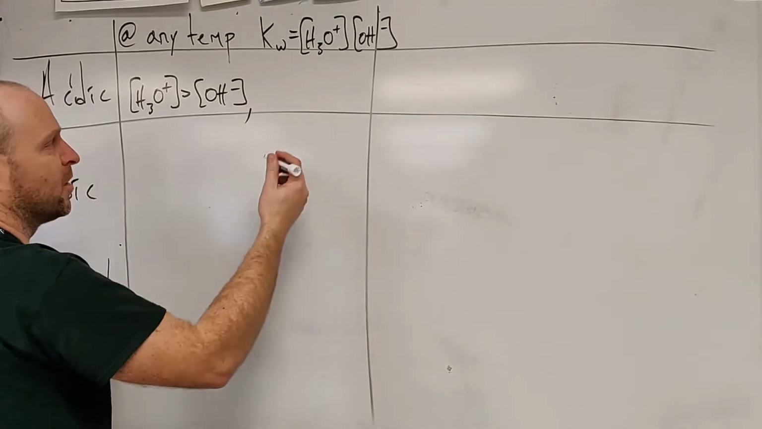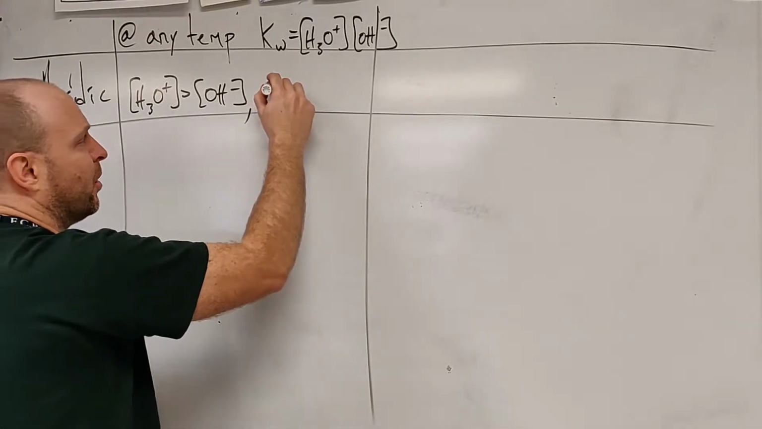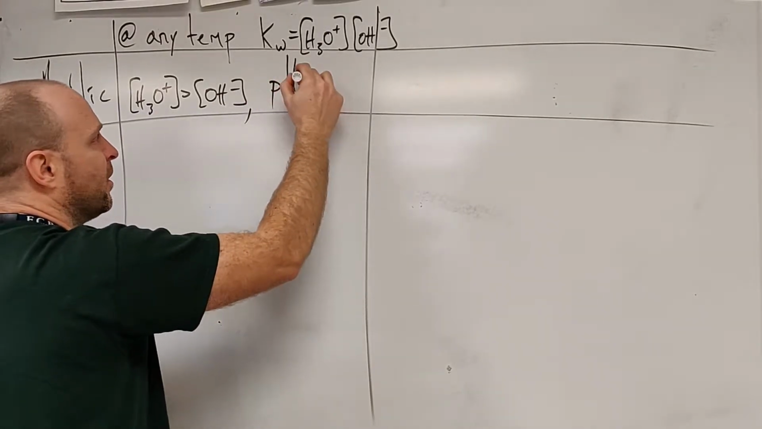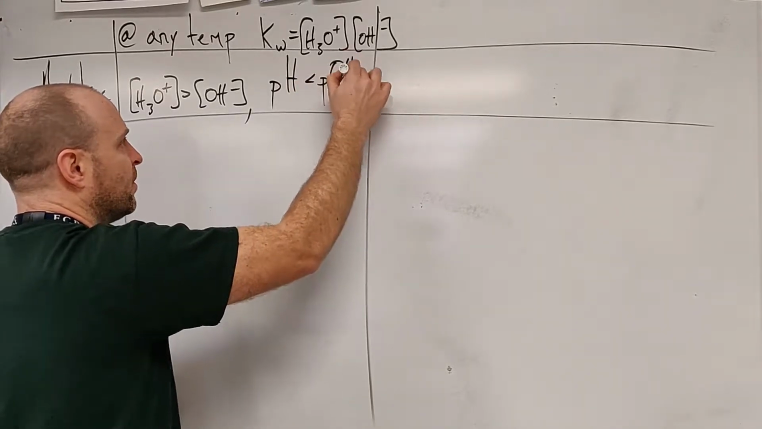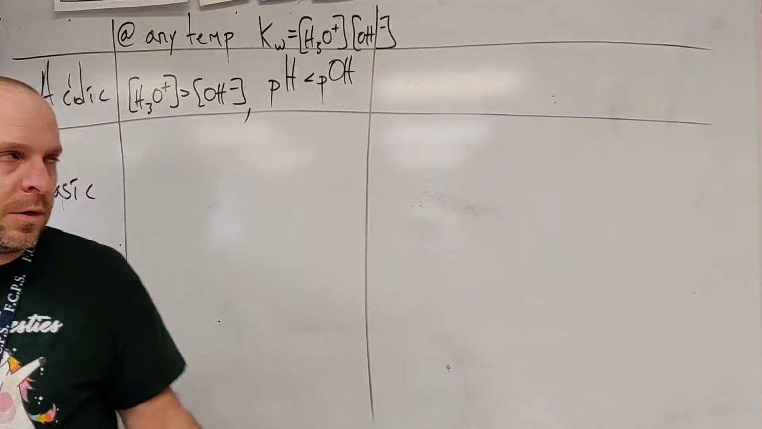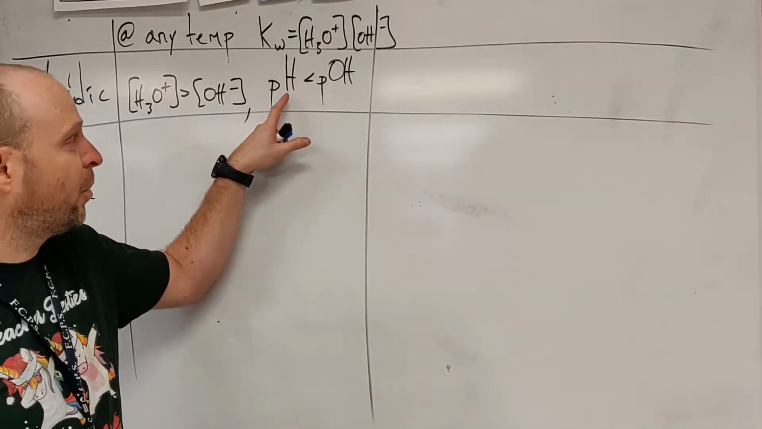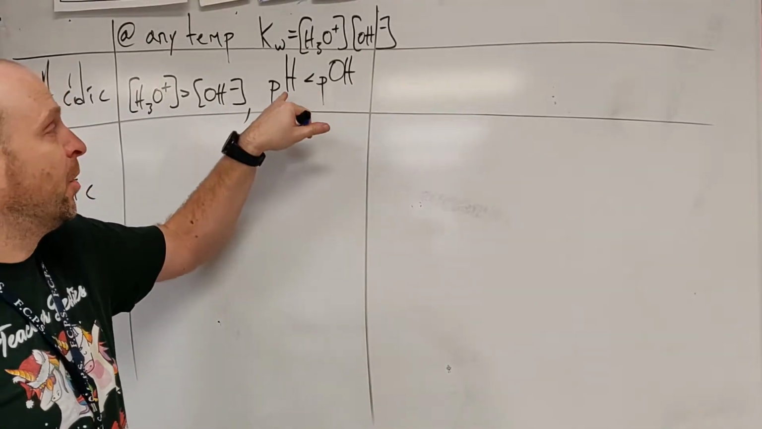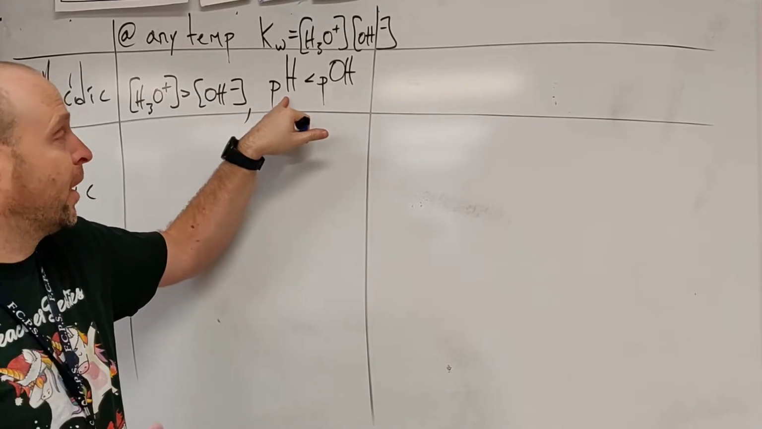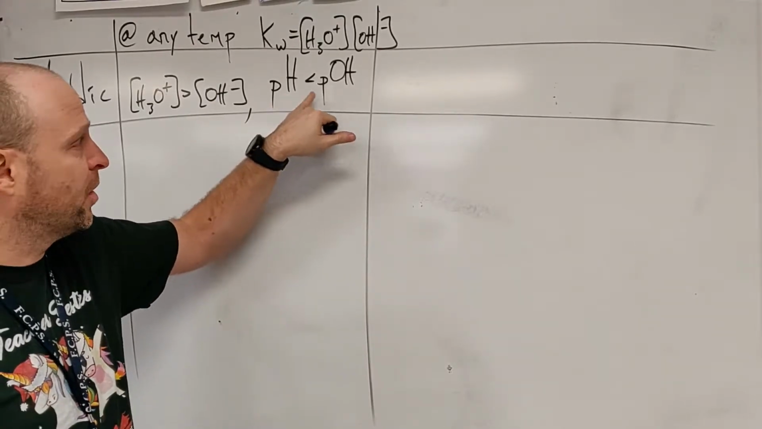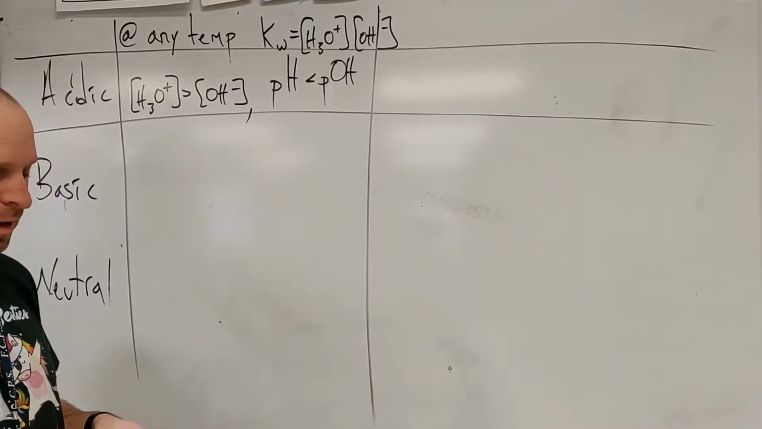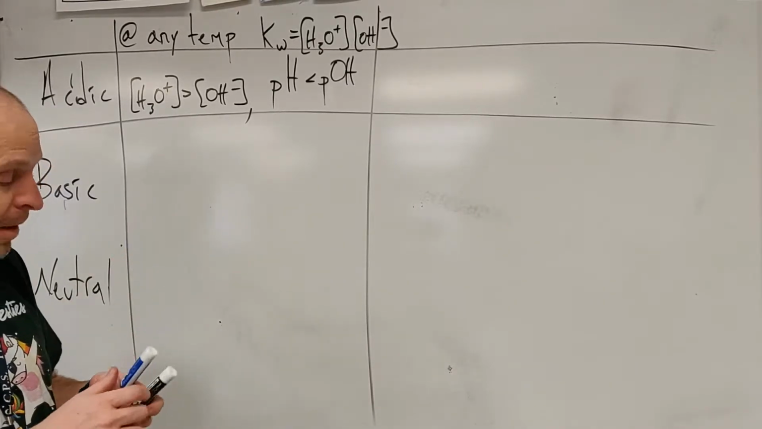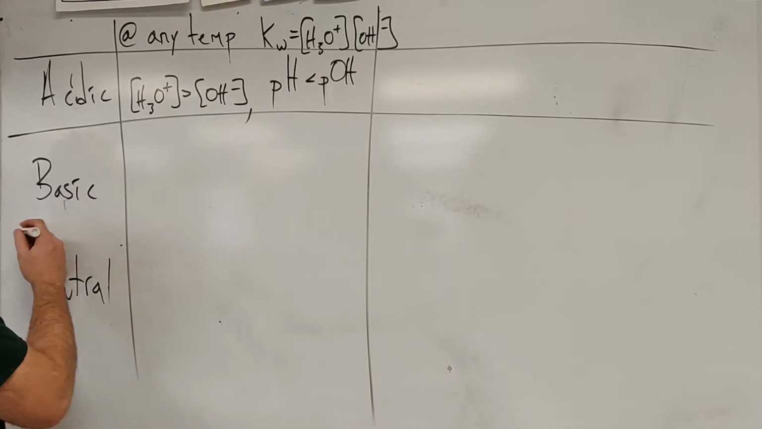What else does it mean to be acidic at any temperature? Well, your pH has to be less than your pOH. All right? And you can look at a previous video where we talk about pH and pOH, but this is the power of hydrogen, the negative log of the hydrogen ion concentration, and the power of hydroxide, the negative log of the hydroxide ion concentration. All right, that is the basics of what it means to be acidic.